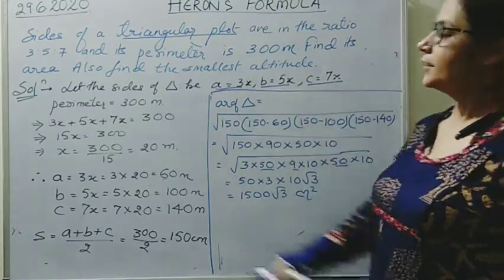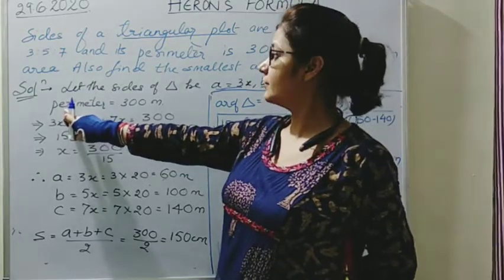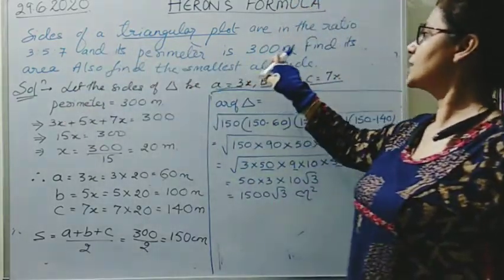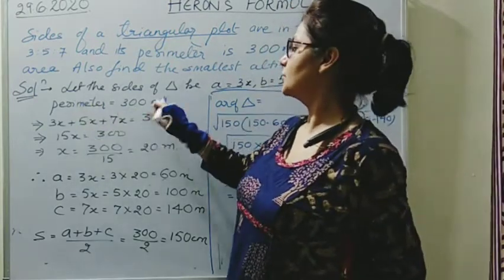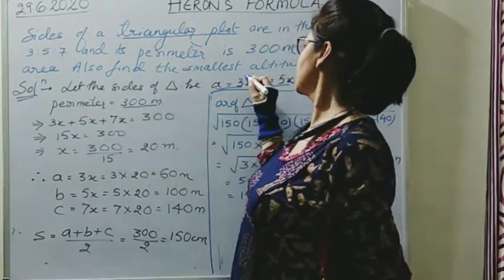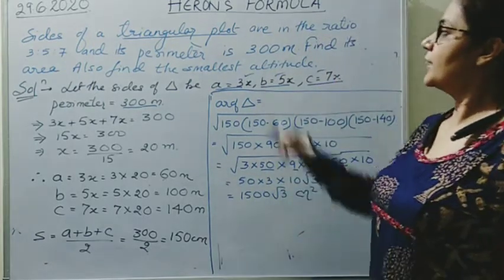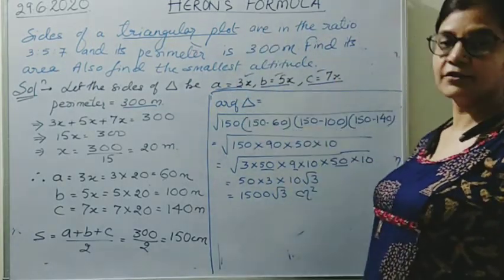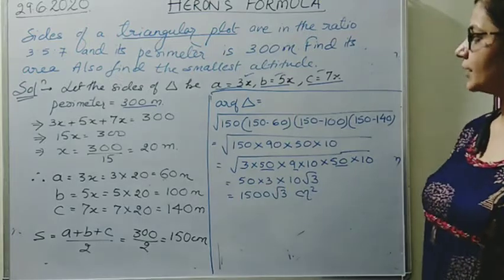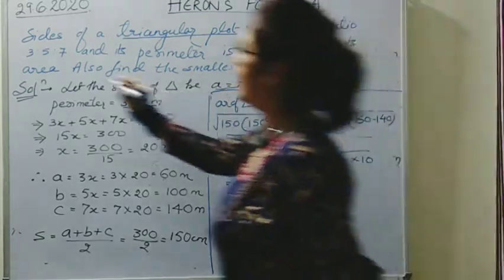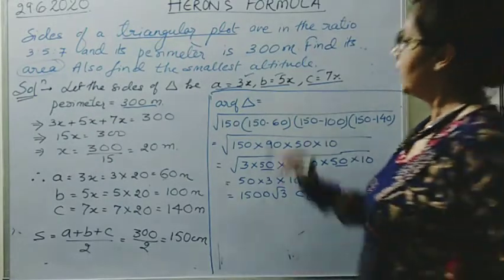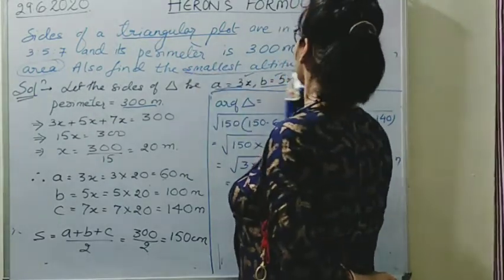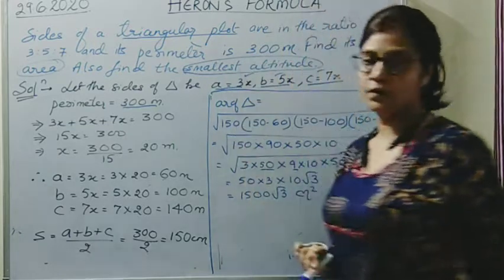Clear? Now, what more is given to us? Its perimeter is 300 meters. So perimeter is equal to 300 meters. These two things we are getting directly from the question. This much information we have. Now, what we have to find? We have to find the area. First question. And second question, we have to find the smallest altitude.